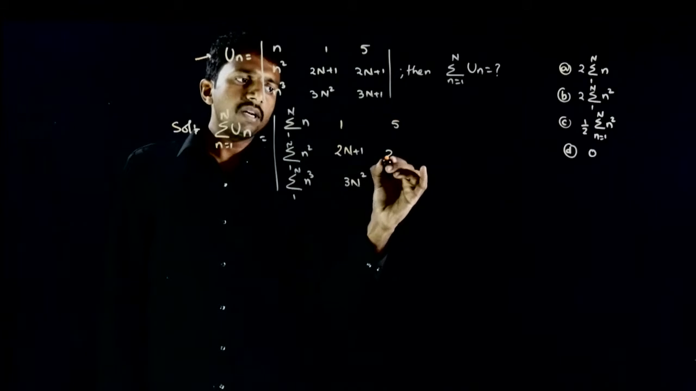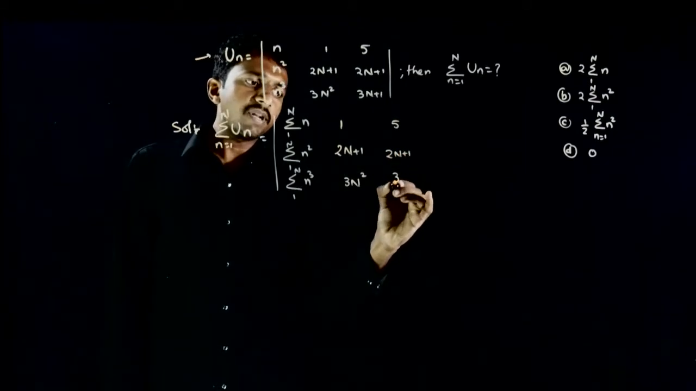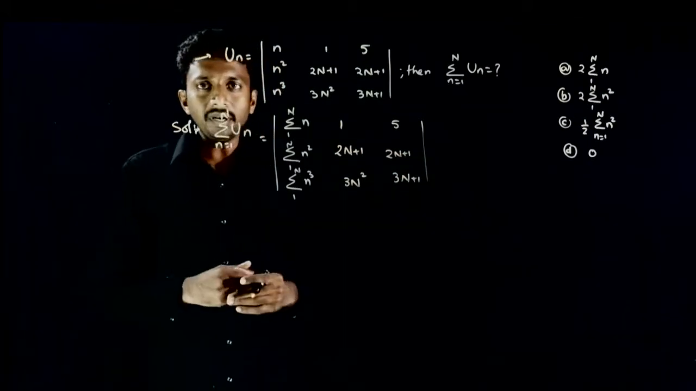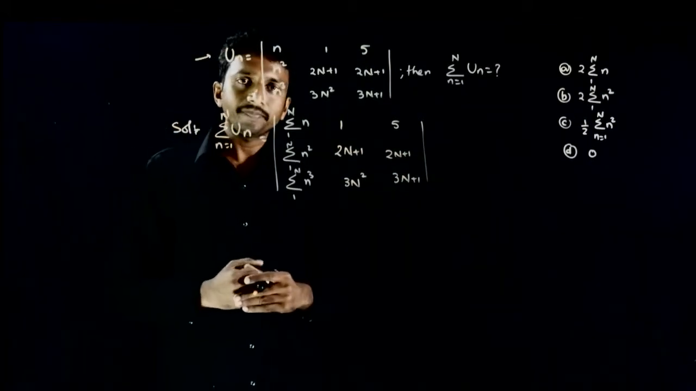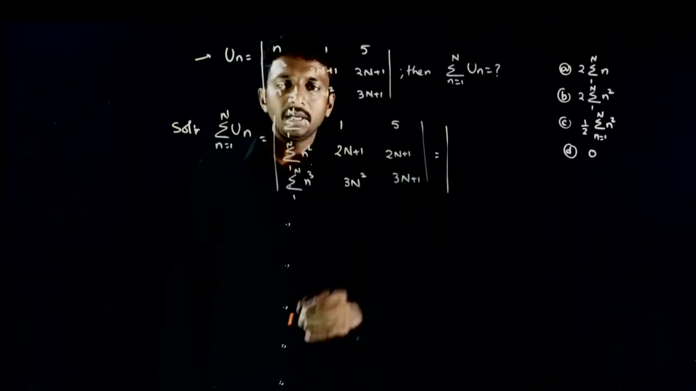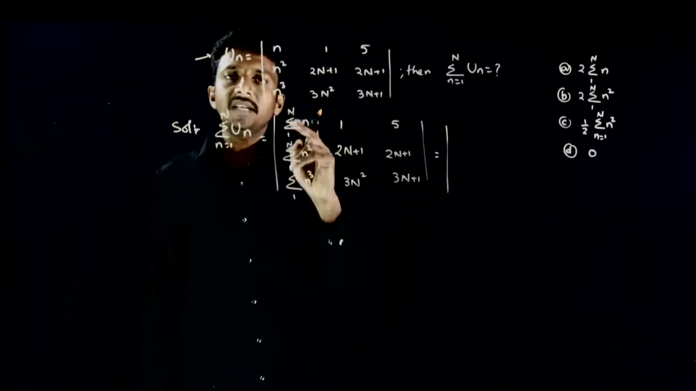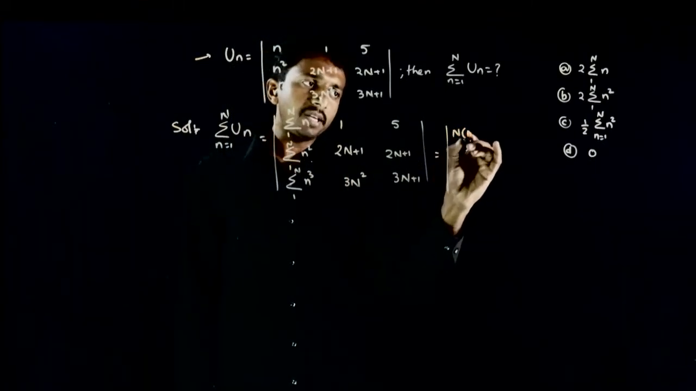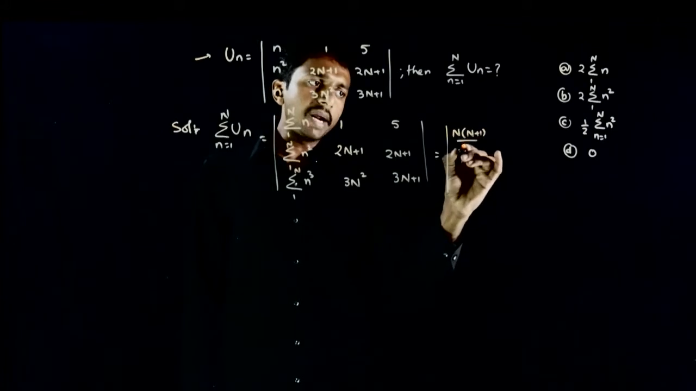So 5, 2n plus 1, 3n plus 1. This is a very standard concept. ठीक है? This is based on the properties of determinants. So अब मेरा determinant क्या हो जाएगा? So what is sigma n? n is equal to 1 to n is n into n plus 1 by 2. आपको sequence series में formulas पता है. n into n plus 1 by 2.